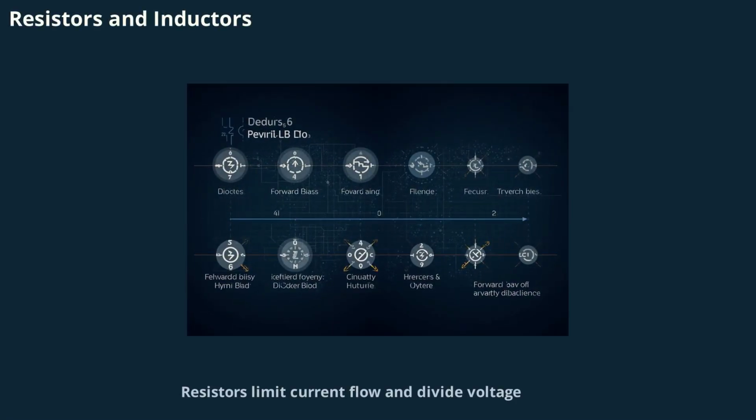Resistors limit current flow and divide voltage, making them fundamental for protecting components and setting circuit parameters. Inductors, on the other hand, store energy in magnetic fields and are used in filters and power supplies. Both components are vital for ensuring your embedded system operates within safe and efficient parameters.